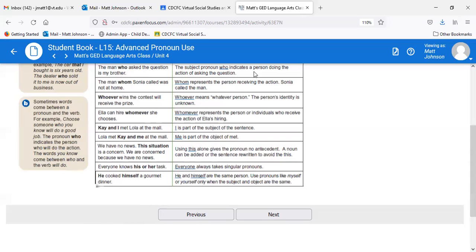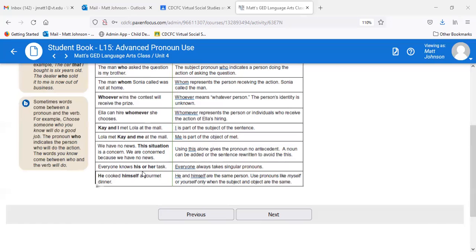Well, anyway, I was going to point out this situation is a concern. Using this alone gives a pronoun no antecedent. A noun can be added or the sentence rewritten to avoid the use of this in this way. We have no news. This situation is a concern. There's not enough information there. We have no news. The lack of news is a concern. That would be a better way to write it.